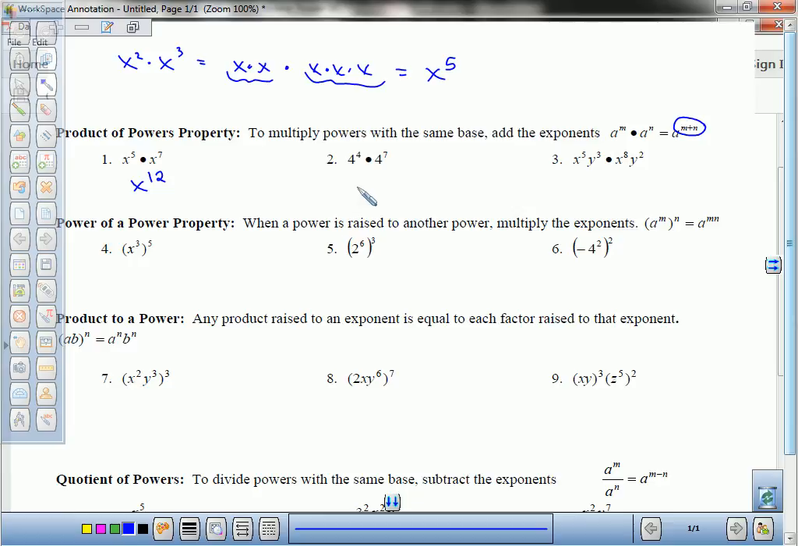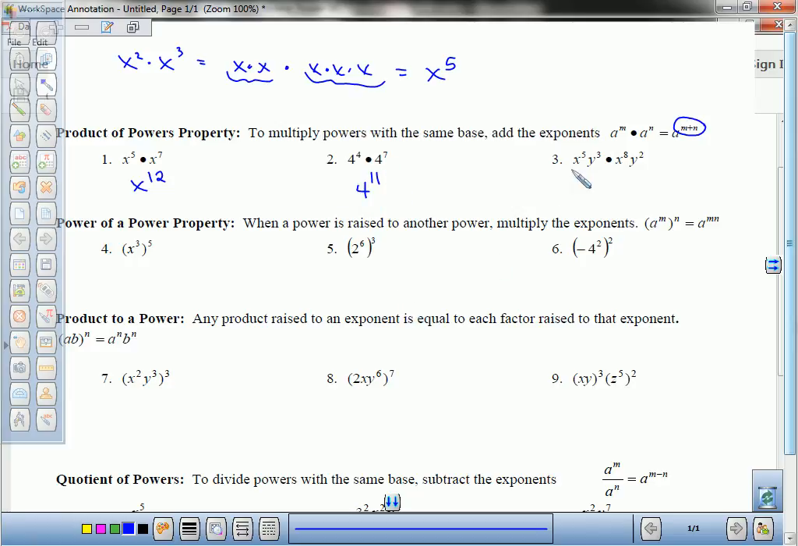Okay? Now, this one has a base of 4. This one has a base of 4. So even though the base is not a variable, we can do the same thing. They have like bases. So 4 plus 7 is 11. Now, if that wouldn't be such a huge number, I could actually multiply it out. Like if I got something at the end that was like 2 to the 3rd, I could simplify that to 8. This is going to be a big number. So let's just leave it as 4 to the 11th.